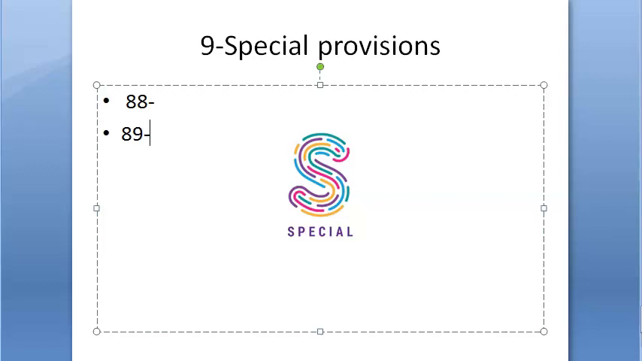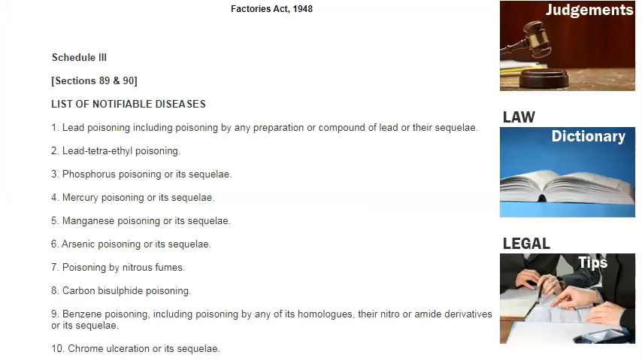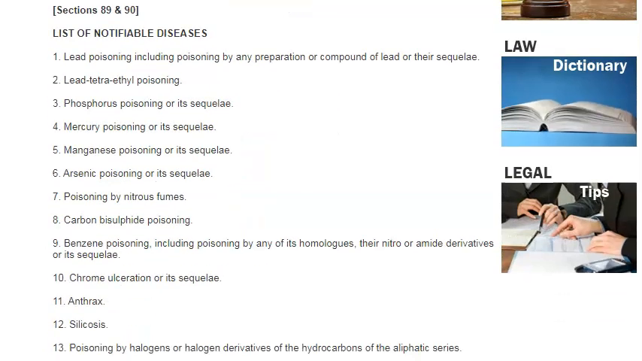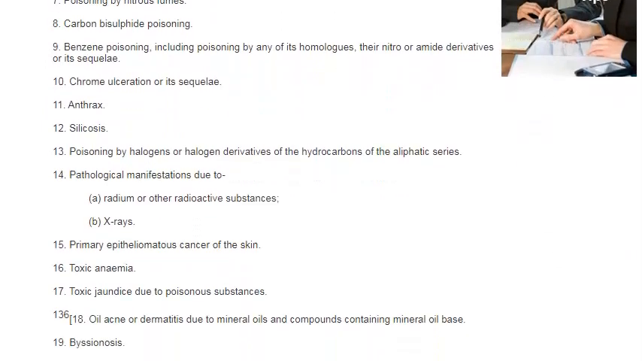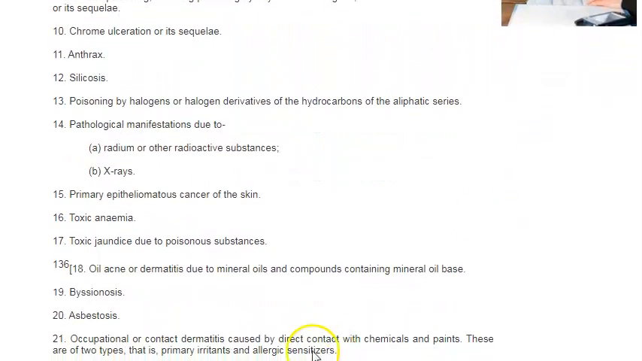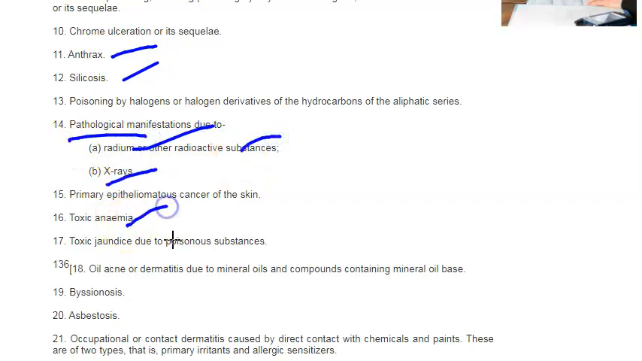So if there's a notifiable disease, right? Mainly, guys, these types of poisoning: lead poisoning, phosphorus poisoning, mercury poisoning, manganese, arsenic, carbon bisulfide poisoning, benzene poisoning, or there could be so many other types of poisoning. They are including anthrax here, right? Anthrax, silicosis, radium, radioactive substances, X-ray, pathological manifestations of these, toxic anemia, toxic jaundice, right?